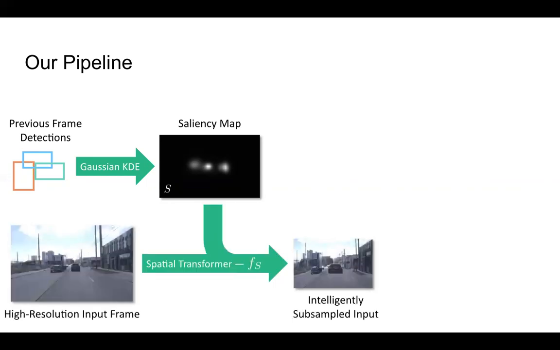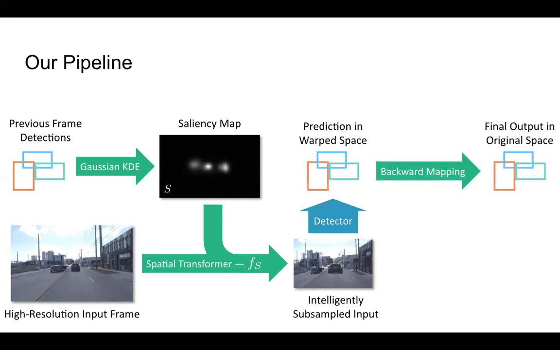Then, to carry out the intelligent non-uniform subsampling, we adopt a spatial transformer formulation based on the one proposed in Learning to Zoom, but fine-tune this to our chosen task of object detection. Once we have the warped and downsampled image, we pass it through an object detector and inverse transform the resulting bounding boxes back to the original space. All components in our pipeline are differentiable, which allows us to optimize the system end-to-end.